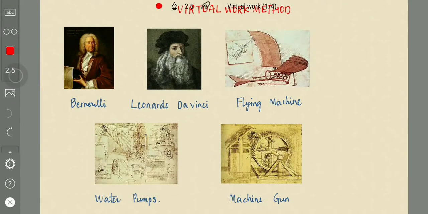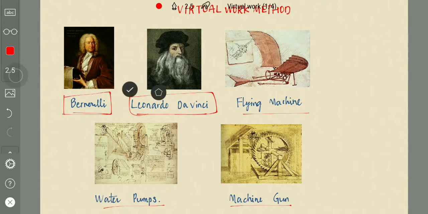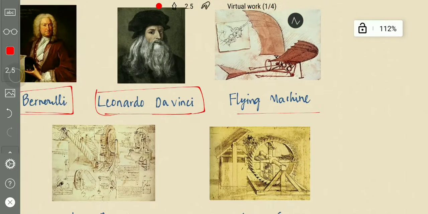Hi everyone. Until now we have seen the analysis of bodies in equilibrium by applying Newton's laws of forces. But even before Newton, some scientists like Bernoulli and Leonardo da Vinci, the one who drew the Mona Lisa, also made inventions like the flying machine, water pumps and machine gun. These people analyzed bodies in equilibrium by applying a principle called the virtual work method.